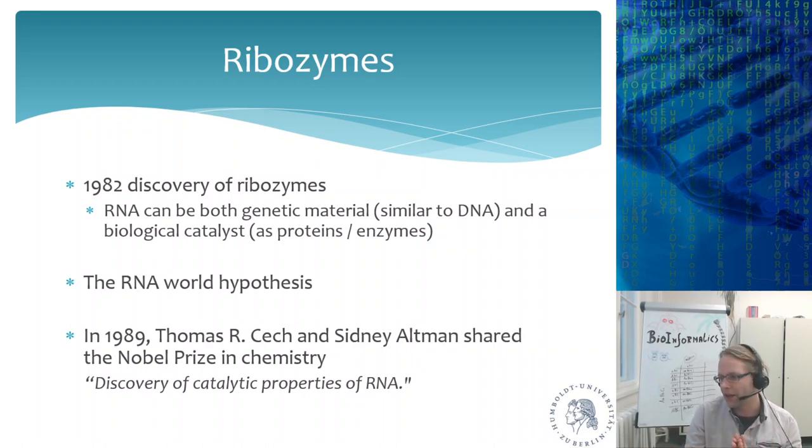And in 1989, there was the Nobel Prize for Chemistry for the discovery of these catalytic properties of RNA, awarded to Sidney Altman and Thomas Cech. They proved that RNAs can be both genetic material, like DNA, as well as catalysts, like proteins and enzymes. So again, a very important part of the RNA world.